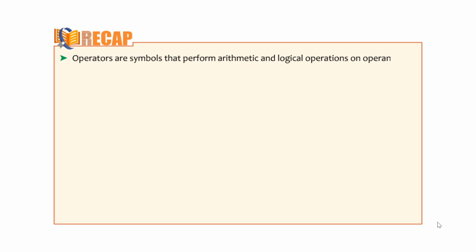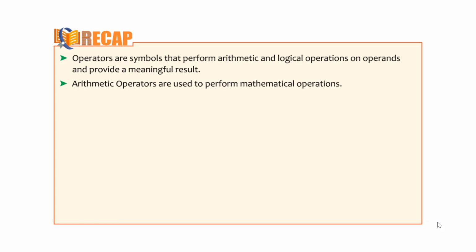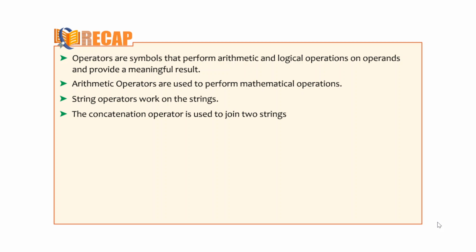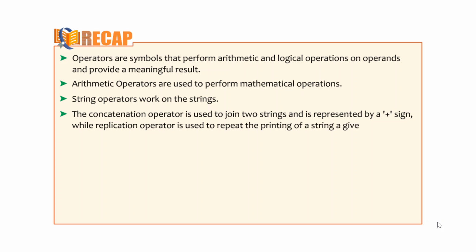Okay, let's take a recap of this lesson. Operators are symbols that perform arithmetic and logical operations on operands and provide a meaningful result. Arithmetic operators are used to perform mathematical operations. String operators work on the strings. The concatenation operator is used to join two strings and is represented by a plus sign, while the replication operator is used to repeat the printing of a string a given number of times and is represented by the multiplication sign.